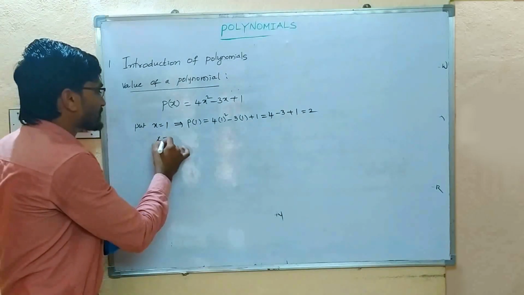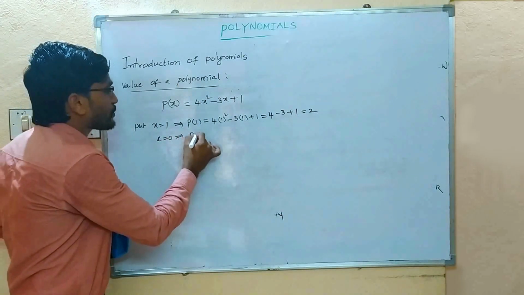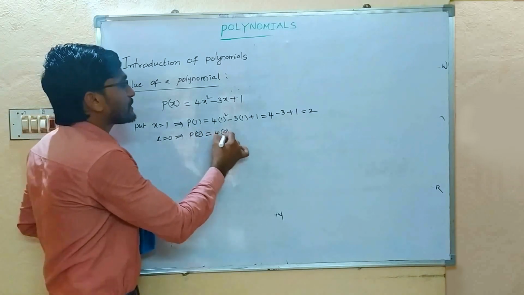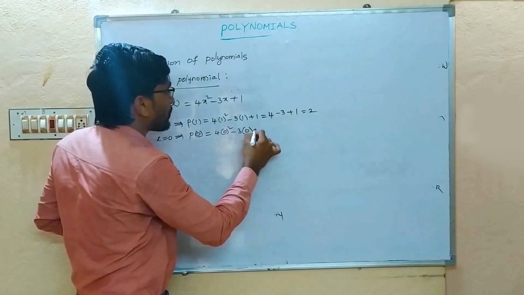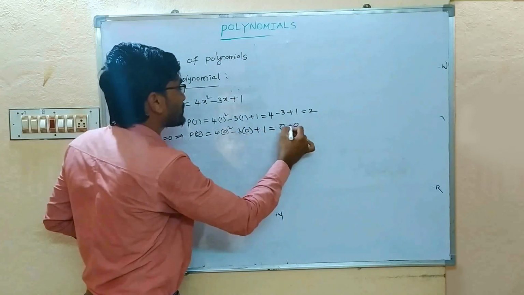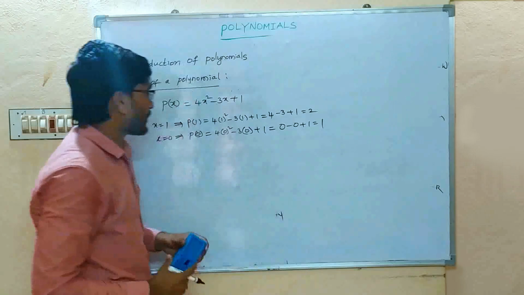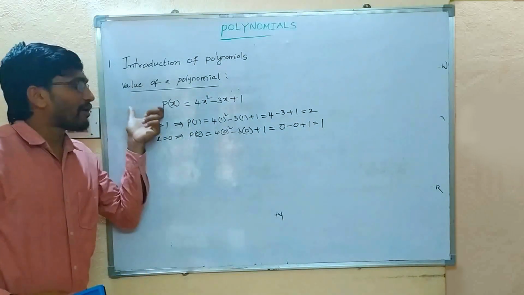Like that we can give x equal to 0. Then p of 0 is equal to 4 into 0 square minus 3 into 0 plus 1. 0 minus 0 plus 1, that is equal to 1. So this is the value of the polynomial.